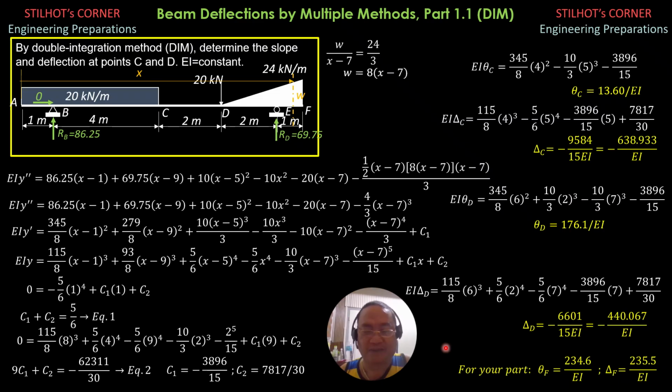Then for your part, I want you to find the slope and deflection at F and show that they are respectively 234.6 over EI for theta F and delta F 235.5 over EI. So that's it for this video.